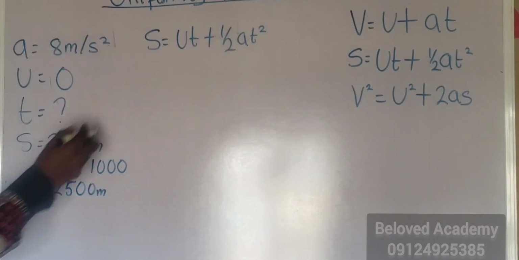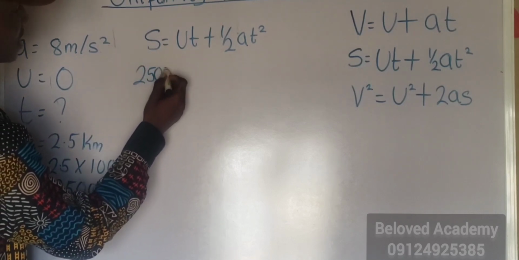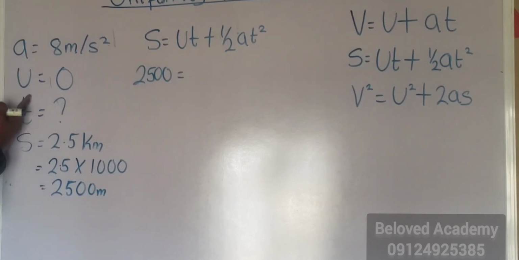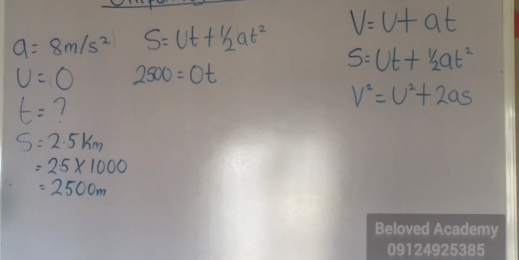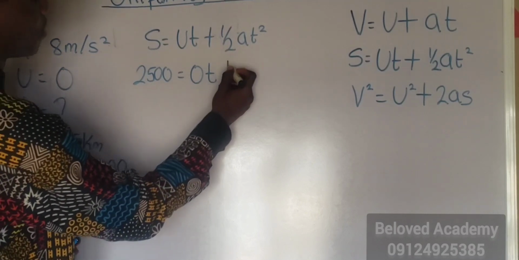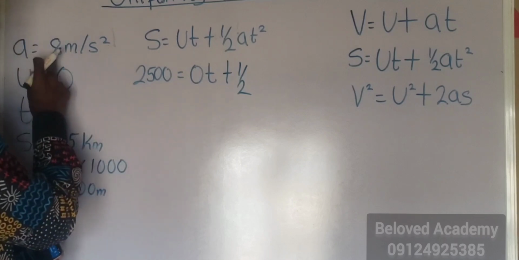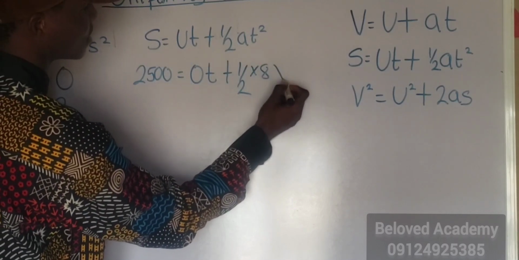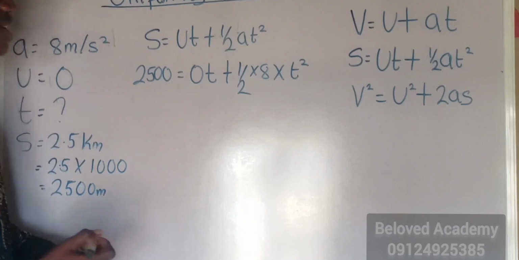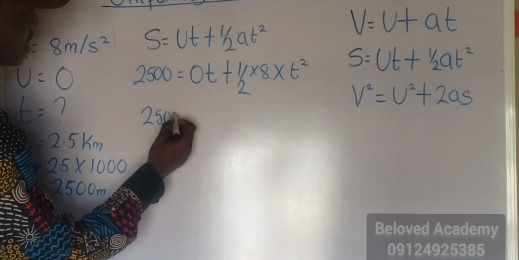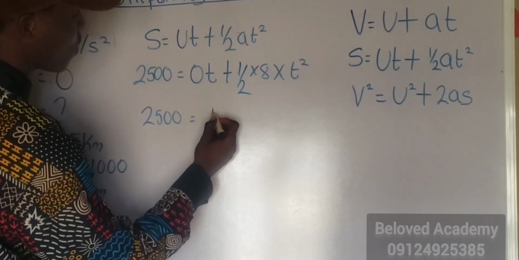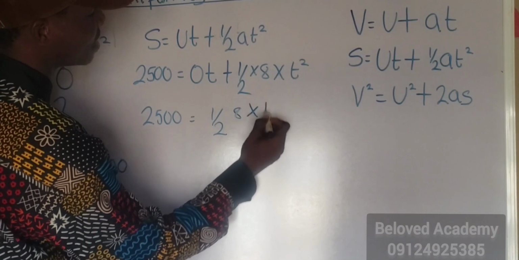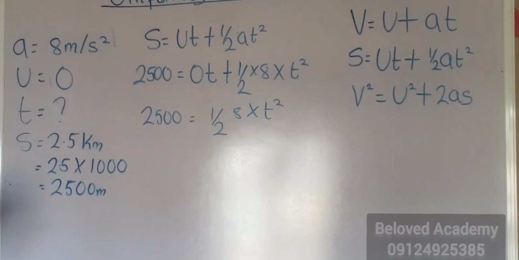Now, s is what? 2500. So I'm going to have 2500 is equal to u. u is 0, so I'm going to have 0 multiplied by time. I don't know the time. The time is what I'm told to calculate from the question. So 0 multiplied by time plus 1 over 2, acceleration is 8, multiplied by 8 multiplied by t squared. Do you understand? So I'm going to have 2500 is equal to 0 times time, which is 0. So for this, I'm going to have 1 over 2, 8 multiplied by t squared.